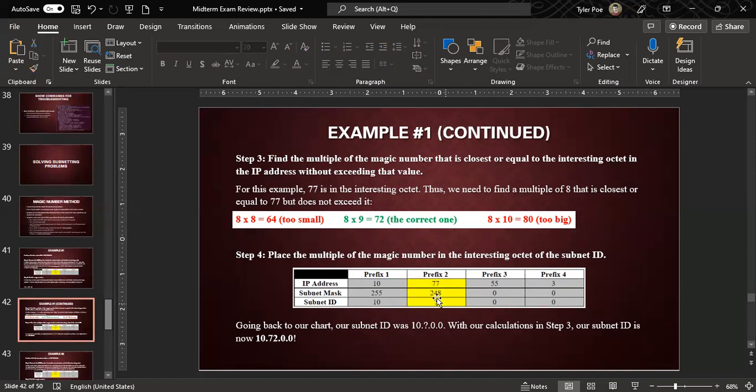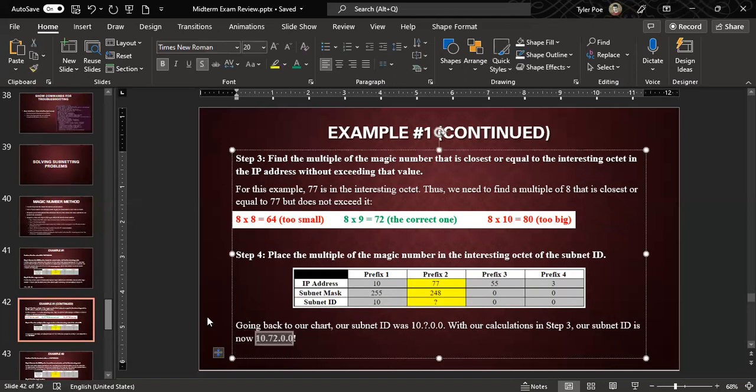So if we go back to our table, the second octet is the interesting one. So with our calculation from step 3, our subnet ID is 10.72.0.0.